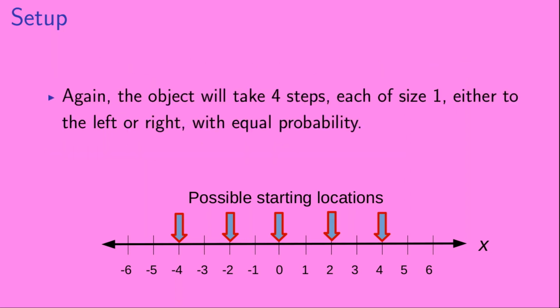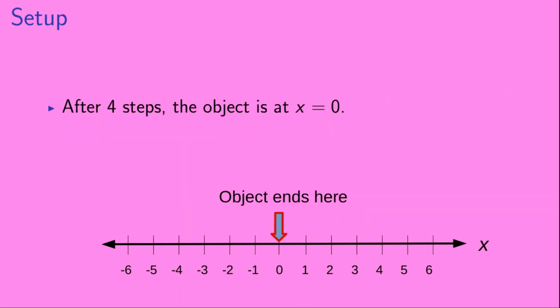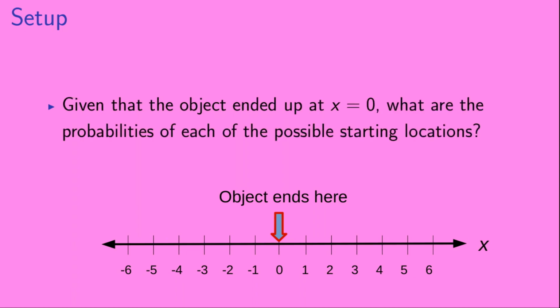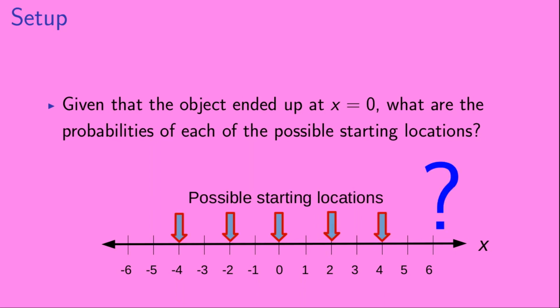Again, the object will take 4 steps, each of size 1, either to the left or right with equal probability. After 4 steps, the object is at x equals 0. Given that the object ended up at x equals 0, what are the probabilities of each of the possible starting locations?